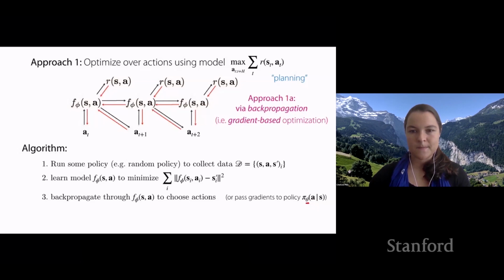Just a question about steps 2 and 3. So we're using the same trajectories to minimize the model of the environment as well as the policy.